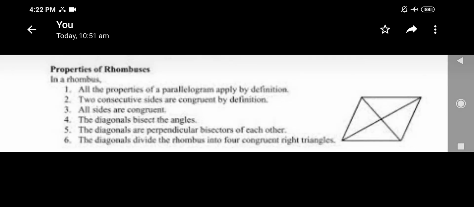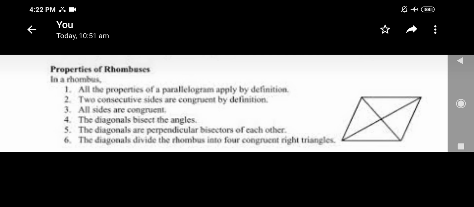Then the third shape we are going to study in this lesson is the rhombus. The first property says all the sides of a rhombus are congruent, that is, the lengths of all the sides of a rhombus are equal. Just like the square, all the sides of a rhombus are congruent, that is, they are equal in length.